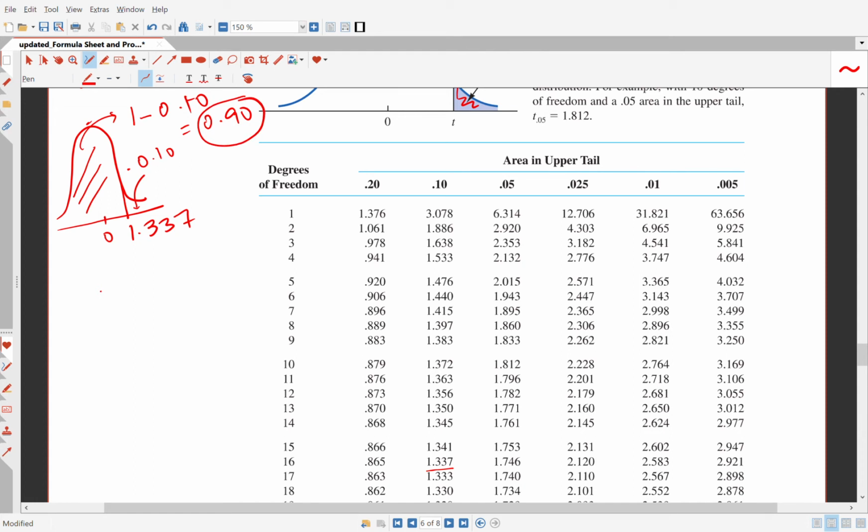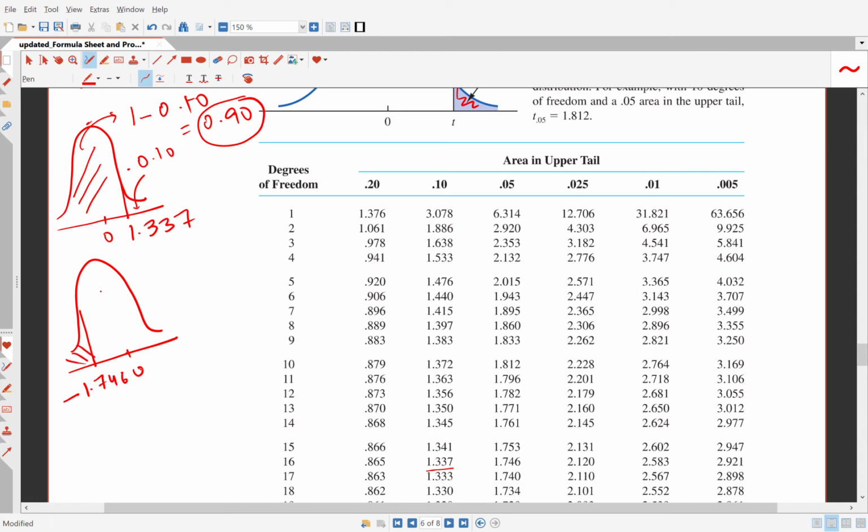Okay, then let's go to part C. Part C says to the left of negative 1.746. Let me first draw here. Now this is a negative number, so negative 1.746 is going to be here, and we want this area.